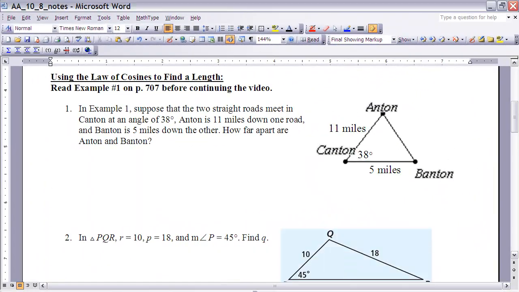Alright, before continuing on with example 1 here, you might want to take a minute or two on page 707 to read through example 1. This problem refers to that and is a very similar type problem to what you're going to see in that example 1.